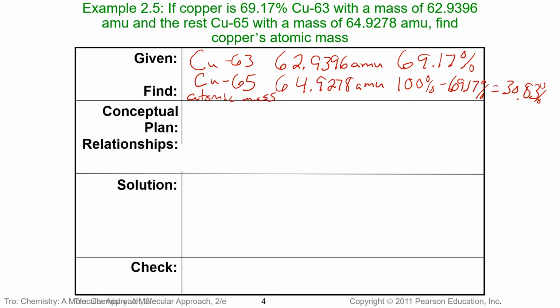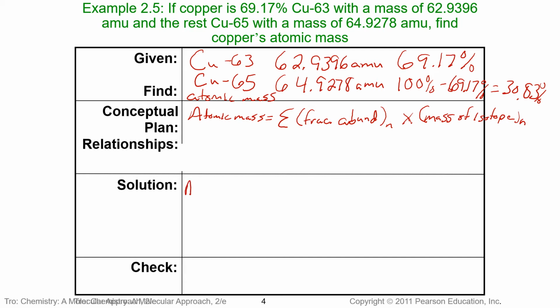Now we're trying to find the atomic mass. And in order to do that, we're going to use that equation. Our atomic mass is equal to the sum of the fractional abundances times the mass of the isotope. And we're going to add those together.